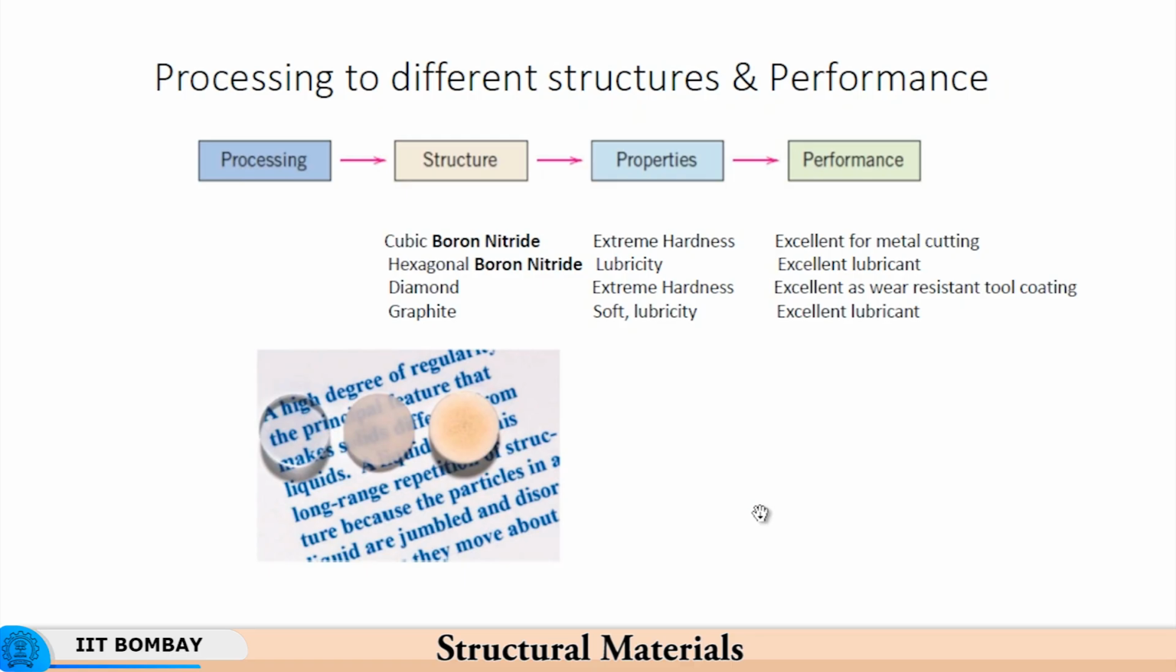So what we have seen is that processing affects the structure. So the structure is the one that is a source of strength. And today we are going to look at the atomic scale structures, how these atomic scale structures influence the properties and how these properties influence the performance. To give you an example, you have the atomic scale structure of cubic boron nitride, which has extremely high hardness, and it's therefore an excellent material for metal cutting tools.